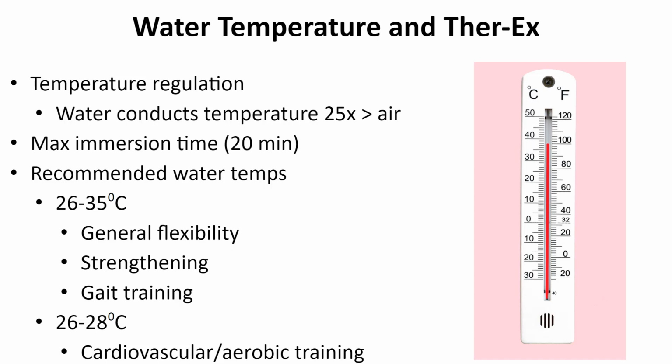Recommended water temperatures that you need to be aware of for general flexibility, strengthening, and gait training, so just general therex kinds of stuff, is between 26 and 35 degrees Celsius. Realizing that normal body temperature is 98.6, which is about 37 degrees Celsius. So you just want a little bit of a decrease, not a much lower temperature. Also, if you're doing cardiovascular or aerobic training, you want the temperature to be quite a bit lower. 26 to 28 degrees is what's recommended. You should also be aware that a lower water temperature is also recommended for patients with multiple sclerosis.